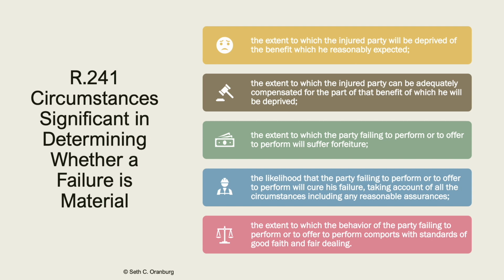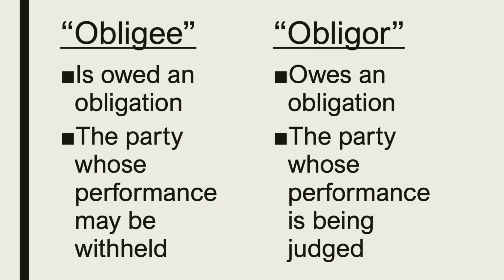That's the language directly from the Restatement Second of Contracts, and sometimes pure black-letter rules of law are hard for law students to understand. So let's break this down and simplify these concepts. Before I get there, I apologize in advance for using some funny names in this next section, but just to define them, I'm going to talk about the obligee and the obligor. The obligee is the person to whom an obligation is owed. The obligee is owed an obligation by the obligor.